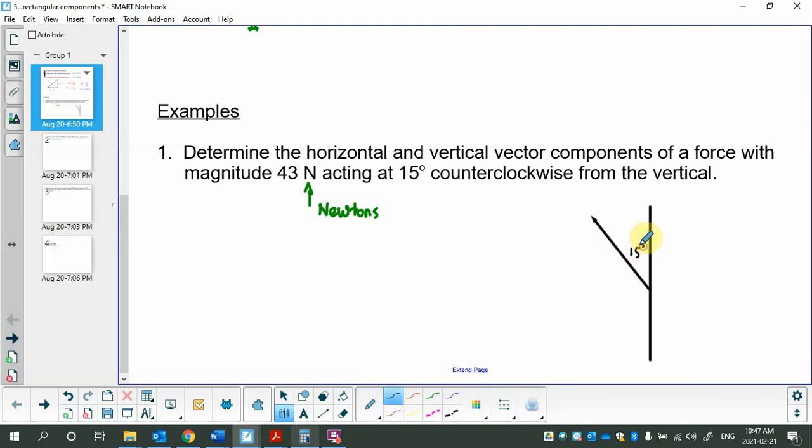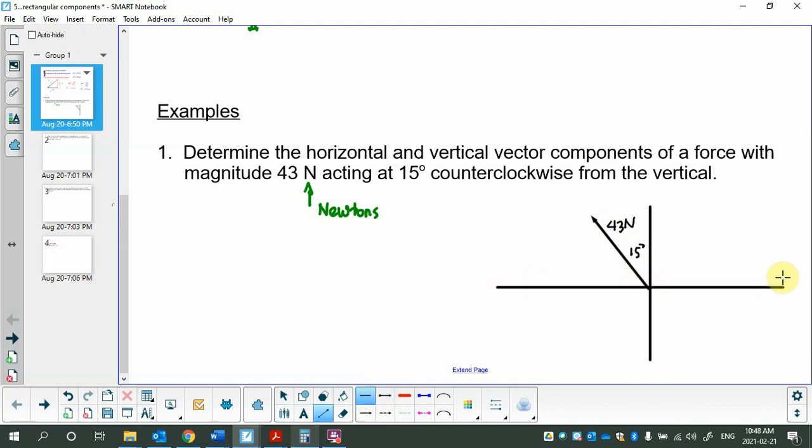15 degrees and 43 newtons. So what I want to do is, and I kind of did draw that there for a purpose, you want to associate that with a grid. So that's not what I meant to do. Let's see what happens. There's a couple ways to do this.